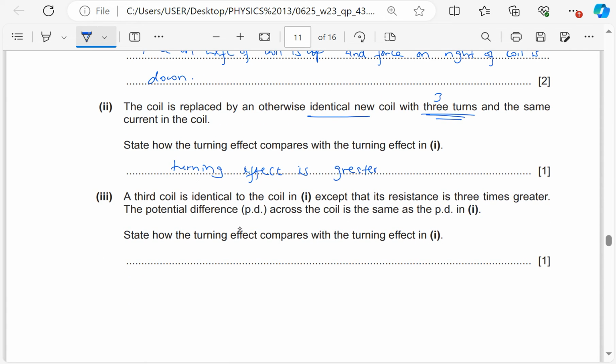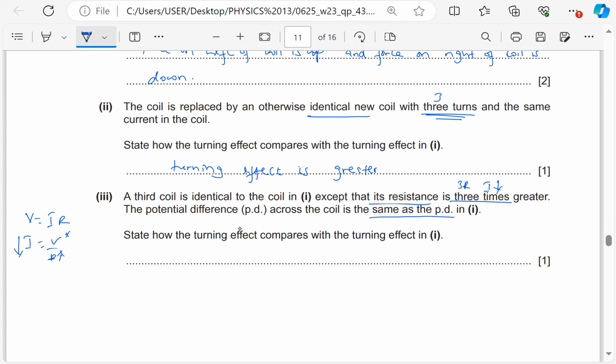A third coil is identical to the coil in 1, except that its resistance is 3 times. If resistance is 3 times, it means the current flowing is going to be a third. The current reduces. And the force, of course, depends on this current. The PD across the coil is the same. If V is the same and the resistance has increased, it means the current has reduced. Remember, V is equal to I times R. That means I is equal to V over R. V has remained the same, but the resistance has increased, the current has decreased.